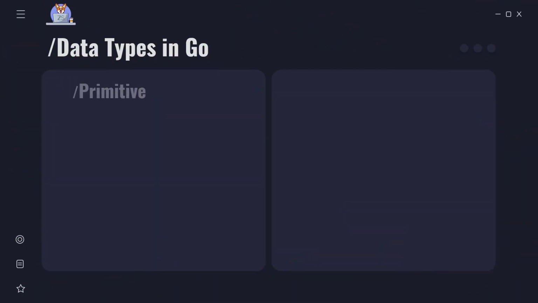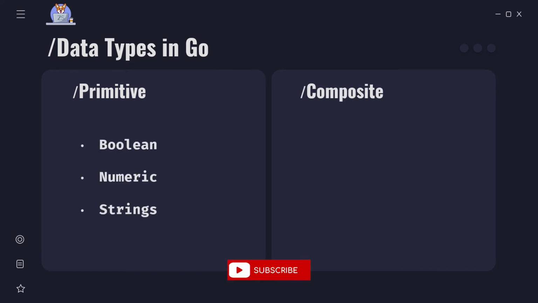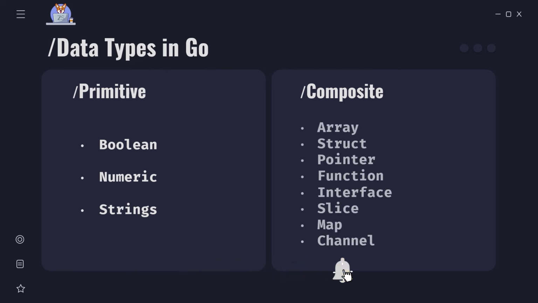In Go language, we have primitive and composite data types. Primitive data types are Boolean, numeric, and strings. Composite data types are array, struct, pointer, function, interface, slice, map, and channel. In this video, we will focus on primitive data types. Composite data types we will explain in future videos.